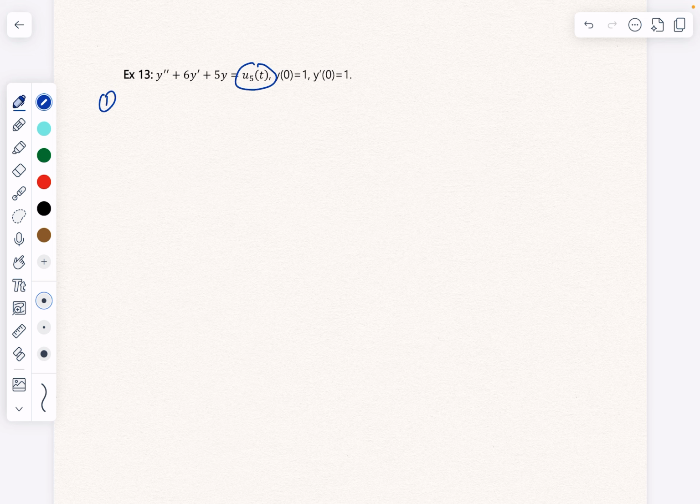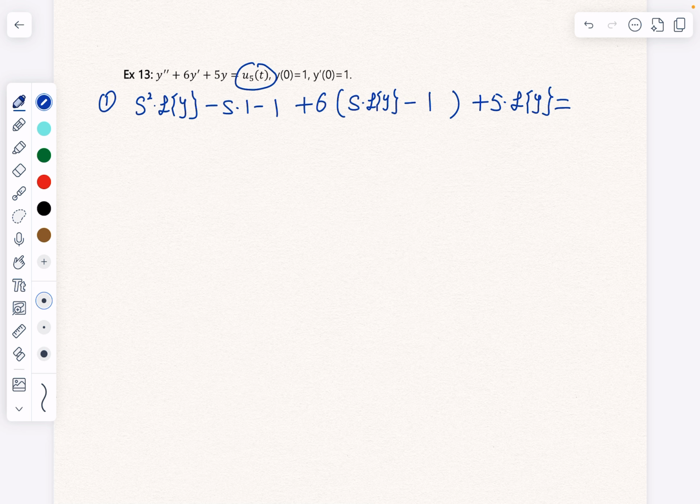So we have the Laplace transform of y double prime, which is s squared times the Laplace transform of y minus s times y of 0 minus y prime of 0. And then I need to add a 6. This is the whole coefficient for the Laplace transform of y prime, which is s times the Laplace transform of y minus the initial value, which is 1, added to 5 times the Laplace transform of y. And then we take the Laplace transform of u5 of t. For the unit step function, it's going to be e to the negative 5s over s. Okay, so that's us doing the Laplace transform.